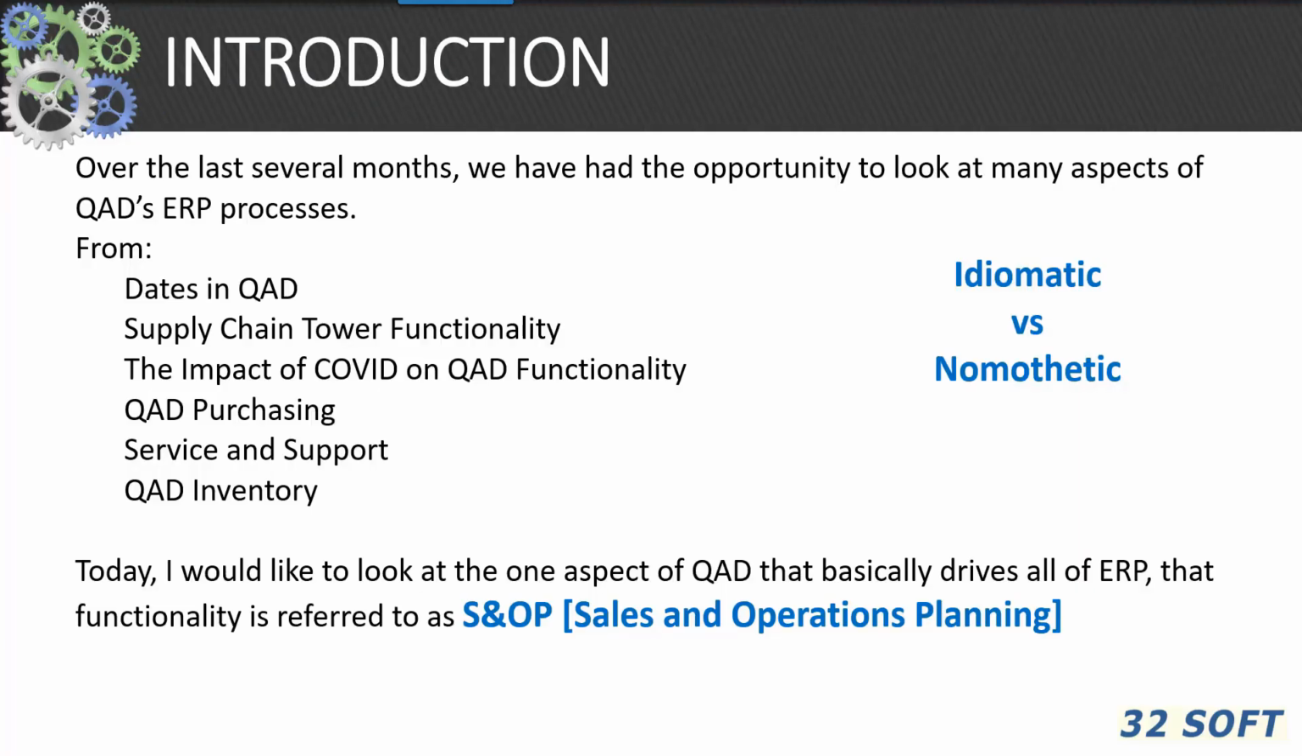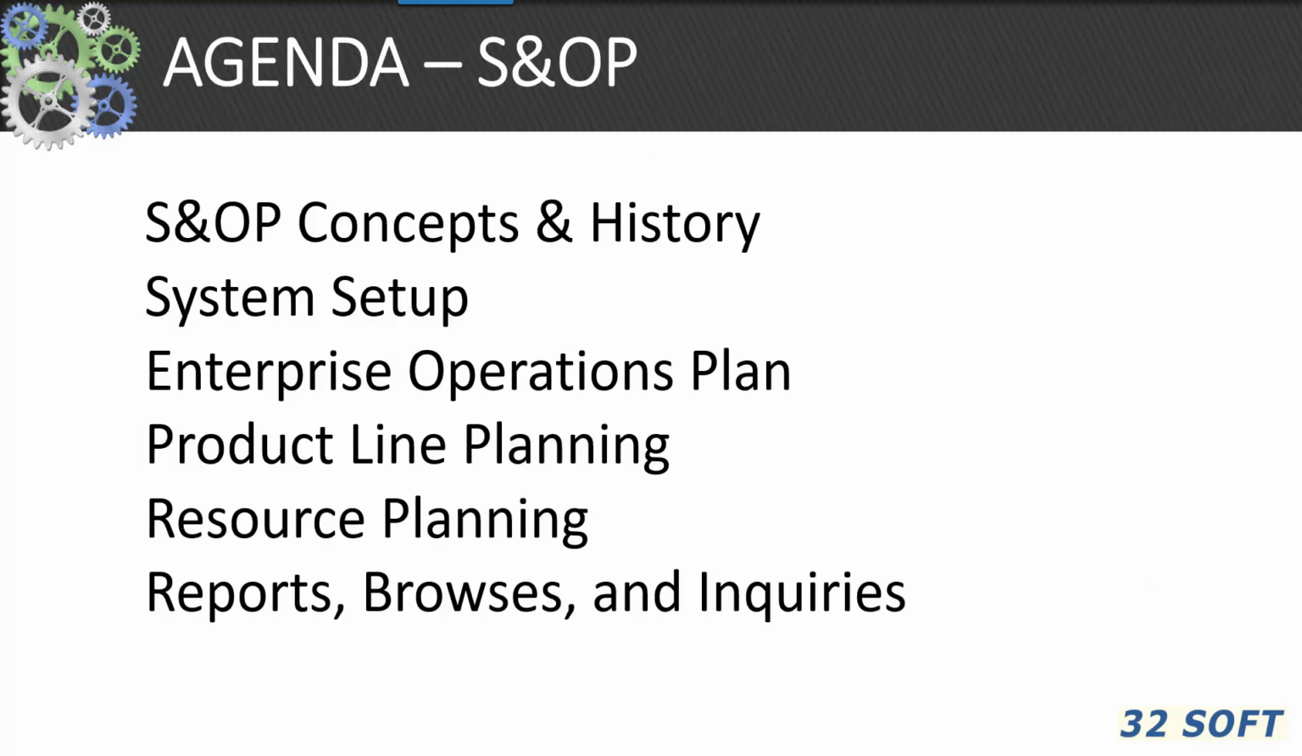Over the last several months, we have talked about several aspects of QAD's ERP system: dates in QAD, the impact of COVID, services support. And today I would like to take a look at one aspect of the supply chain that basically drives all of ERP, and that is the functionality that is referred to as sales and operations planning. And just a word, if you remember my discussions of idiomatic versus nomothetic, I'll use that terminology several times today.